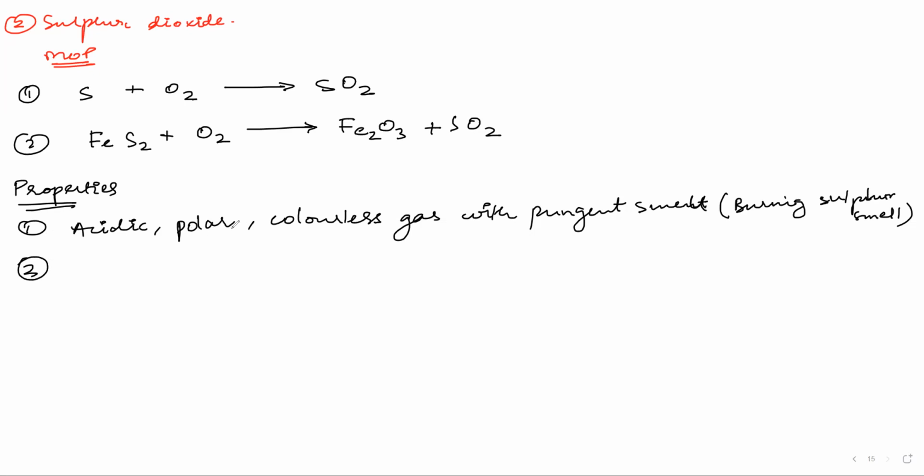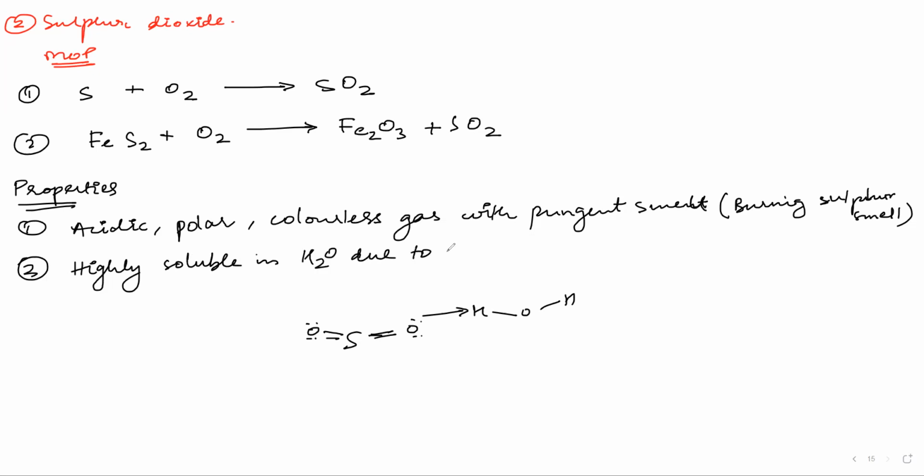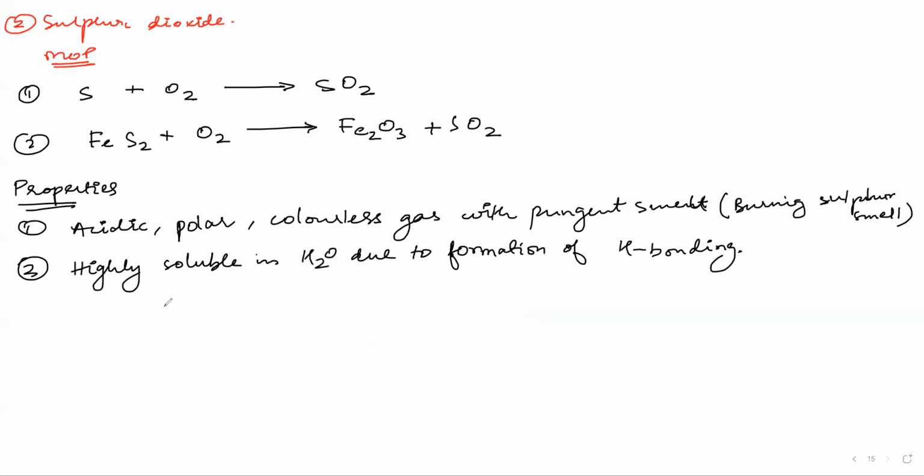Second point is, it is polar, and sulfur dioxide will have lone pair electrons. These lone pair electrons can form hydrogen bonding with H2O molecules. That is why it is highly soluble in water, due to formation of hydrogen bonding. Wherever you have lone pair electrons which can easily coordinate with the positive charge of hydrogen, it will be highly soluble in water. It is reducing as well as oxidizing agent.